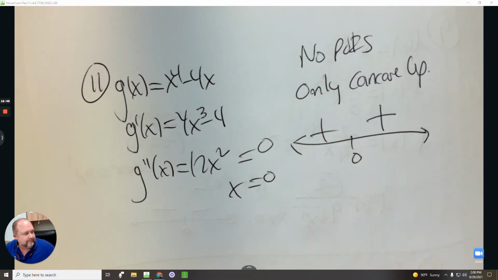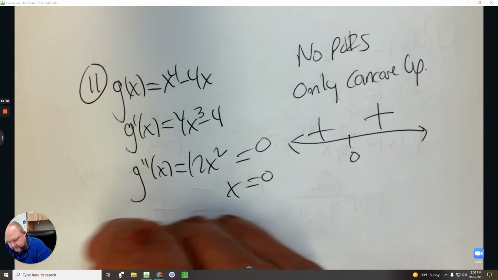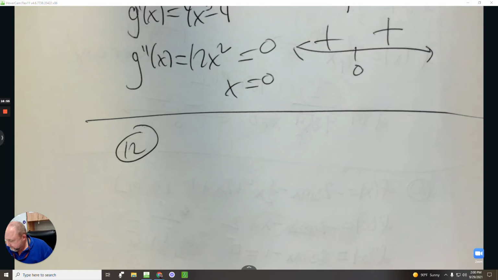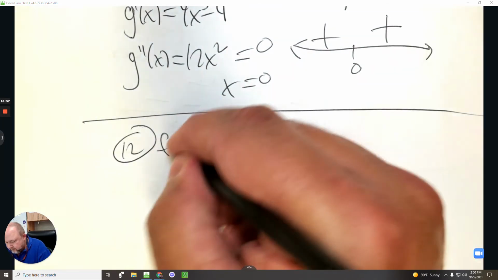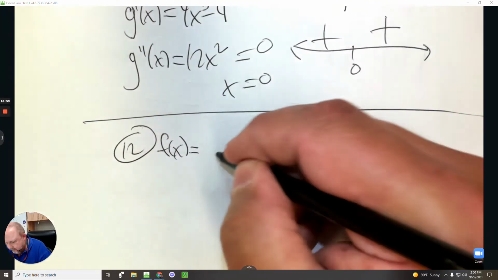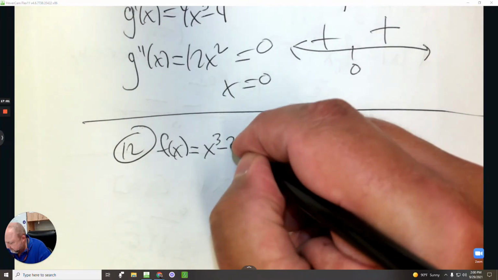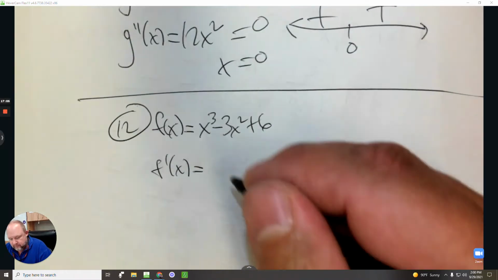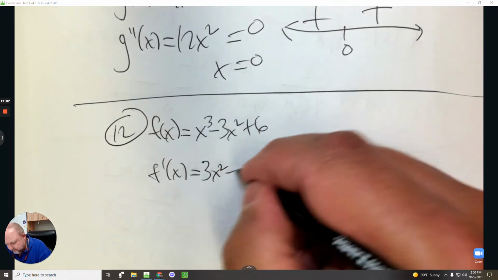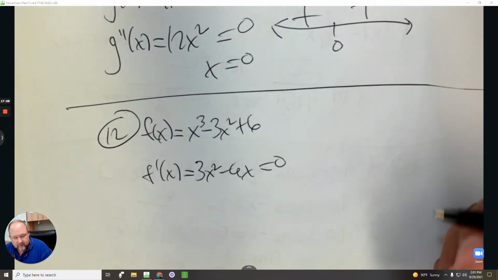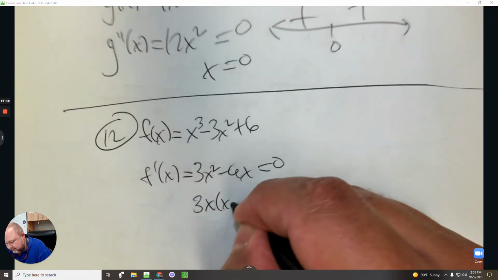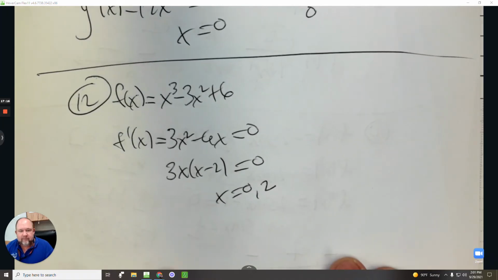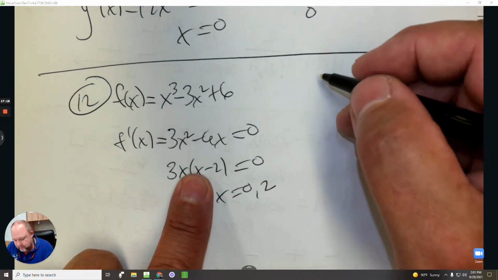Number 12. For this one, we're finding maximums and minimums using the second derivative test. So let's practice that right now. So first I need to find the critical numbers. So take the derivative, make it equal to 0, and we're going to solve it. So I'm going to factor out 3x, and then I'm going to solve it and find the two critical numbers are at 0 and positive 2.